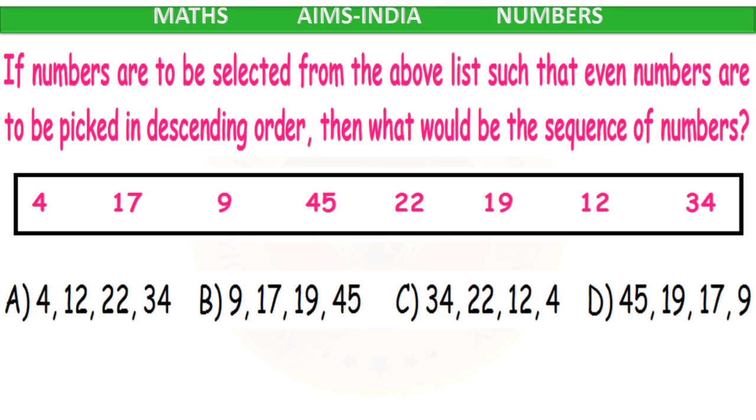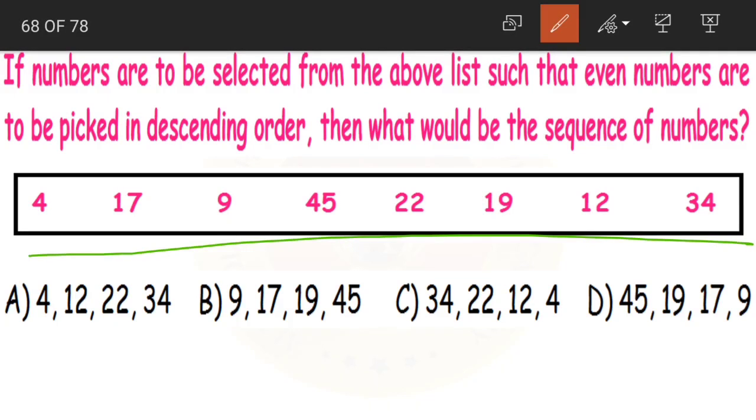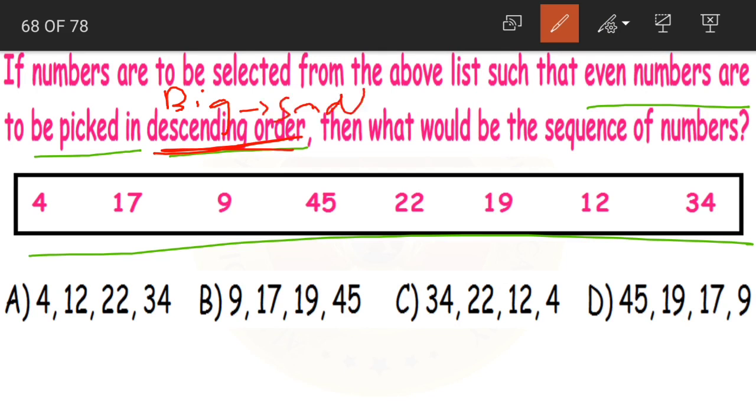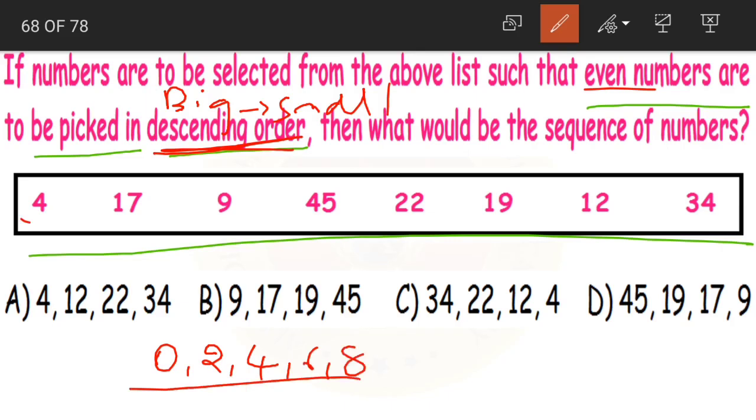Next question. Now again the same numbers are given. Now what should we do? Even numbers are to be picked in descending order. Now descending means what? Big to small, from highest to the least. What should we pick up? We should pick up the even numbers. Now what are even numbers? Numbers having 0, 2, 4, 6 and 8 in the ones place are called even numbers.